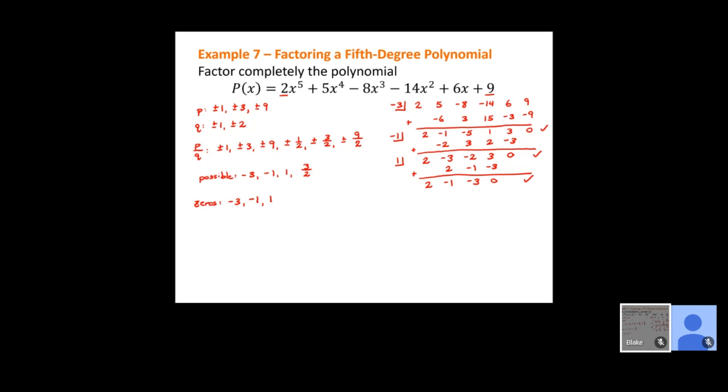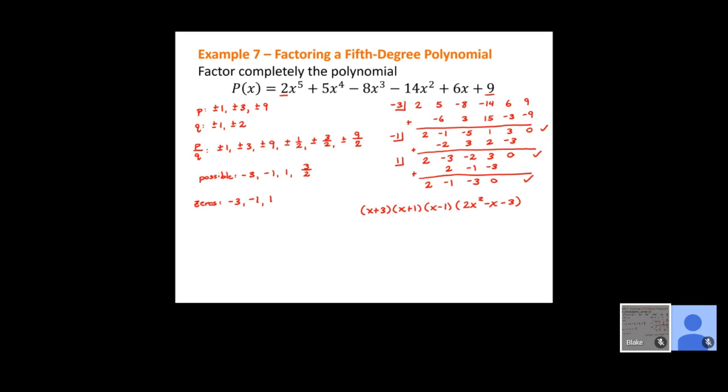All right, so now what I'm left with is going to be quadratic, right? We're going to have an x squared term here because I've divided out 3 of my x's from x to the 5th. So now I'm left with x squared. So I know my factors so far are x plus 3 from the -3, x plus 1 from the -1, x minus 1 from the +1, and now this line tells us 2x squared minus 1x minus 3.